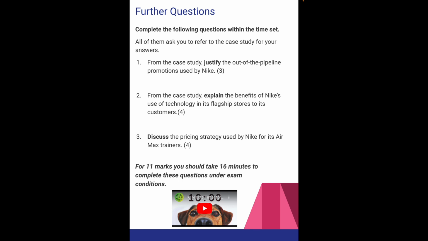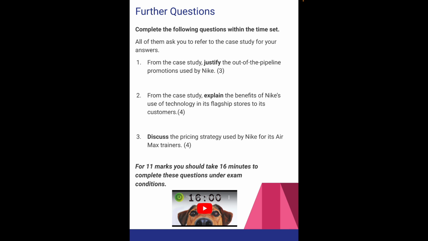In question 2, you're asked to explain the benefits of Nike's use of technology in its flagship stores to its customers. So remember, it's the benefit to its customers, not to Nike. And you're asked to explain the benefits. So there's no marks given for just identifying the methods of technology used. You've actually got to tell me what the benefit is and then why it is a benefit. And those benefits must refer back to its customers. They must be the benefits for the customers.